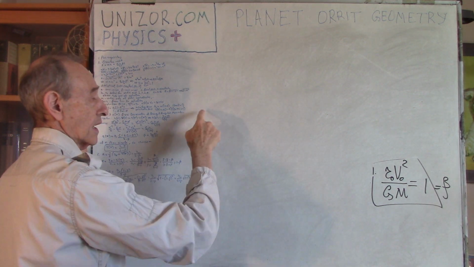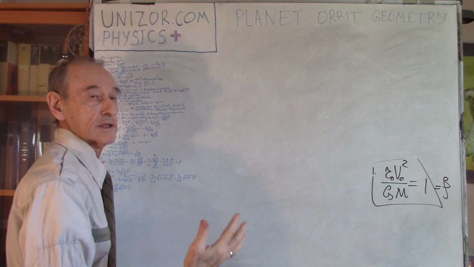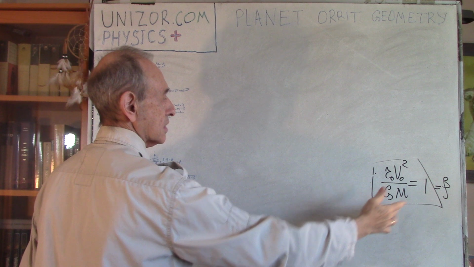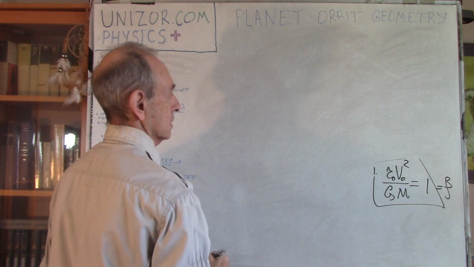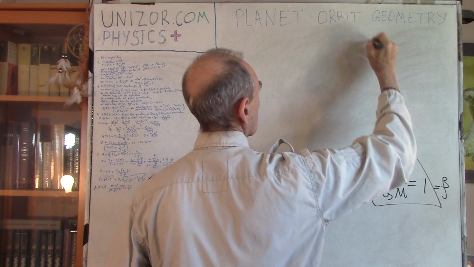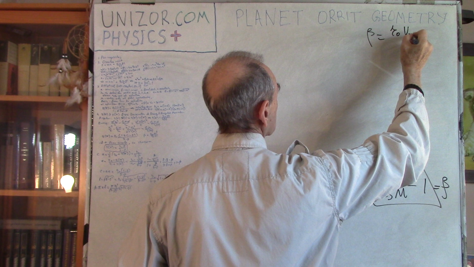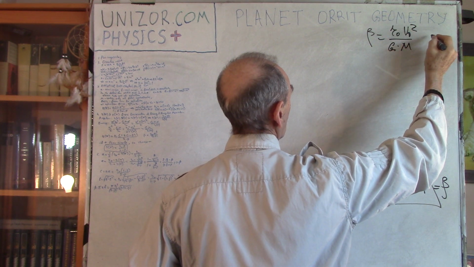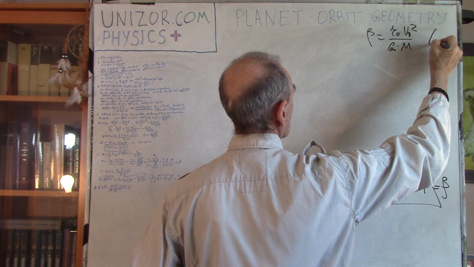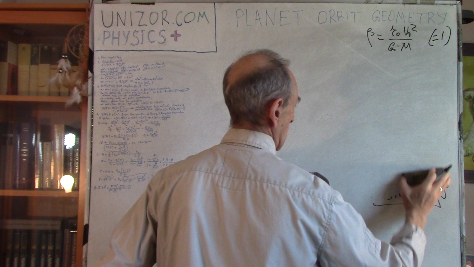But do keep in mind that this is really very important, how v and r are related to G times M. Okay, so let me put this thing over there. Beta equals r0 v0 squared divided by GM, and for circular it's equal to 1. Okay.